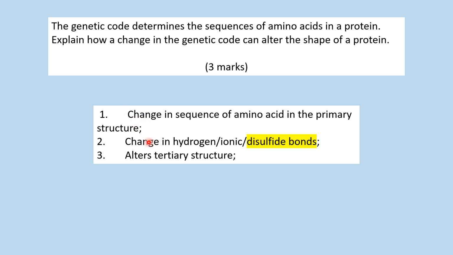This change will alter the hydrogen and ionic bonds in the proteins, in the tertiary structure. The reason I highlighted disulfide bond is because if you mention that, it should be ignored. Generally, in tertiary structure, we don't mention disulfide bond unless we are certain that there is sulfur within the amino acid that's being mentioned in the tertiary structure. So these two are enough.